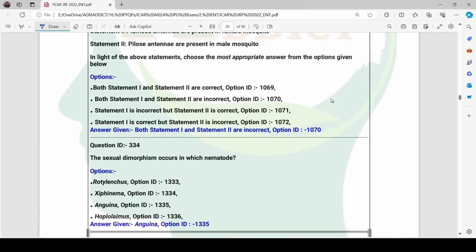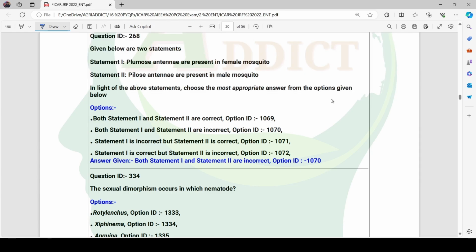Next question has two statements. In statement 1, it is given like plumose antenna are present in female mosquito. Okay, pilose antenna are present in male mosquito. Both are wrong. I have a trick for you guys. When you see plumose, there is an M in plumose. So M for male. So plumose in male. And there is no M in pilose. So that is of course female. It's just a trick to remember. So plumose is for male and pilose is for female. Here both are wrongly given. So both the statements are incorrect. That is option 2.